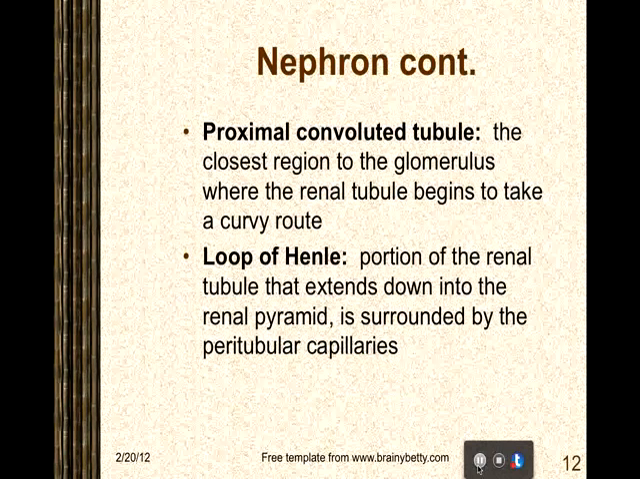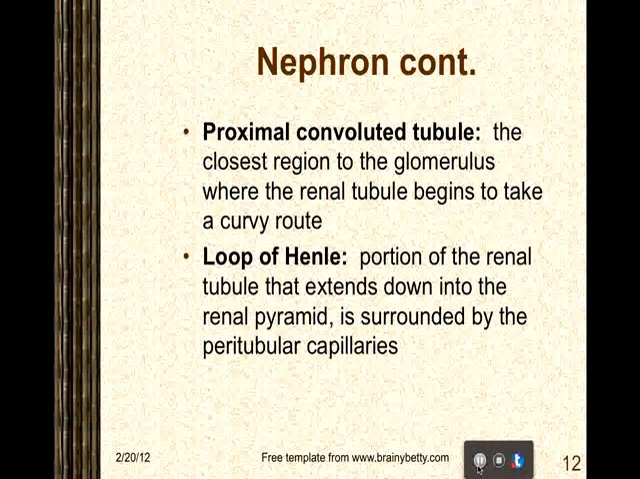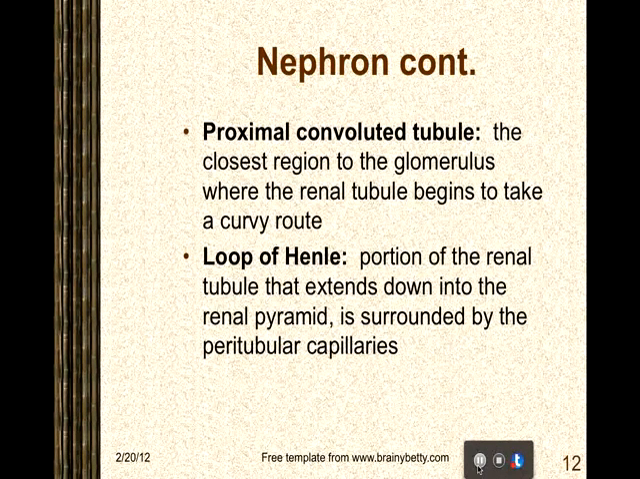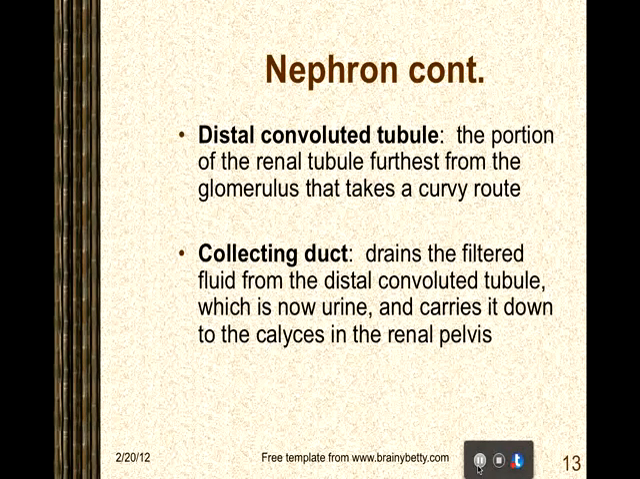The proximal convoluted tubule is the region of the tubule closest to the glomerulus that begins to take a curvy route. It will then extend down deep into the pyramid, forming the loop of Henle. The loop of Henle is surrounded by the peritubular capillaries to absorb fluid back into the bloodstream. After the loop of Henle, there is another curvy portion of the tube called the distal convoluted tubule. The distal end of the tube will join with the collecting duct. Multiple nephrons can drain into one collecting duct.